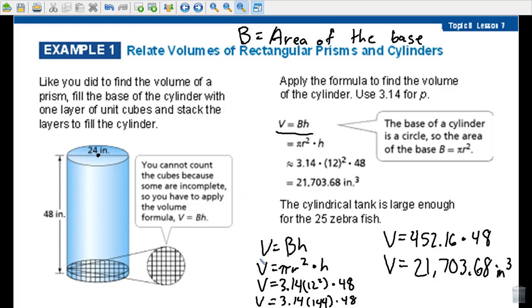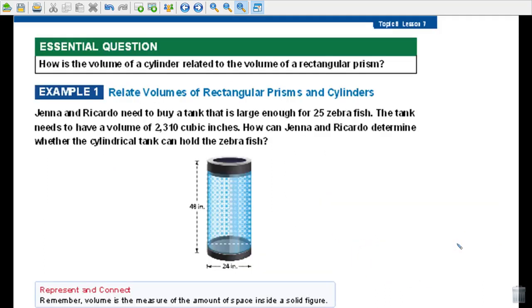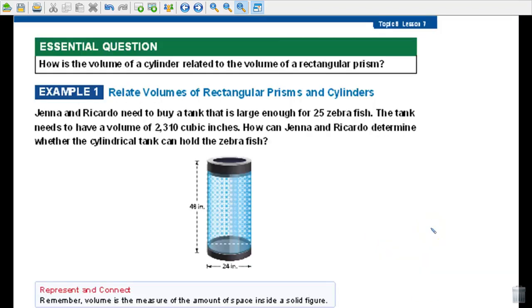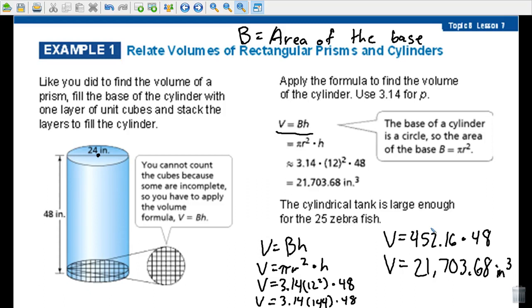So, can it fit? They need to have a volume of 2,310 cubic inches. We've got a volume of 21,000. So, yes, the cylindrical tank is large enough for the 25 zebrafish. Okay? This is our answer. Well, actually, our answer is yes, they can fit it, but this is our real answer that we worked for. All right?